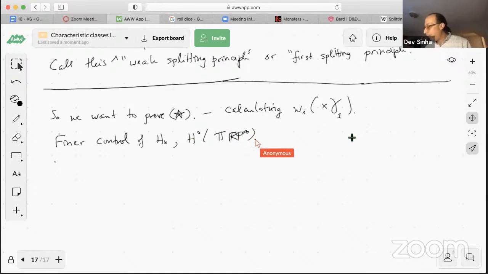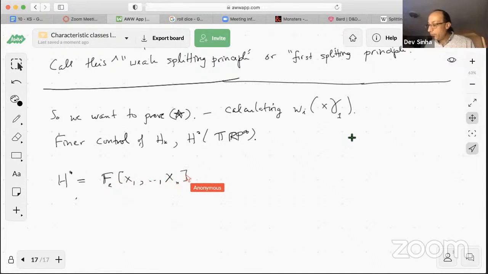And this is a basic calculation that I think everybody manages in a first-year algebraic topology course. But I want to just give some, maybe not even finer control, but just names. So we have that the cohomology we've been saying is a polynomial algebra on x1 through xn, if this is a product of n copies of RP infinity.